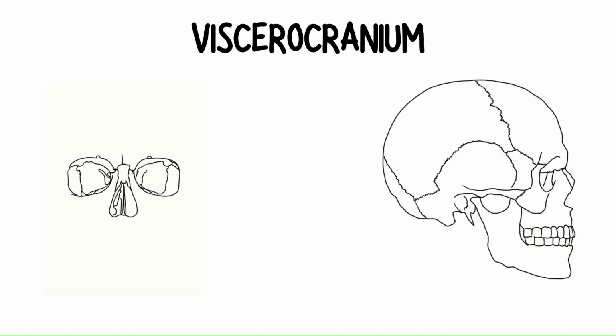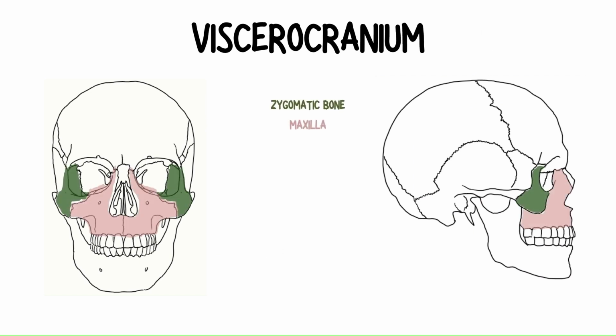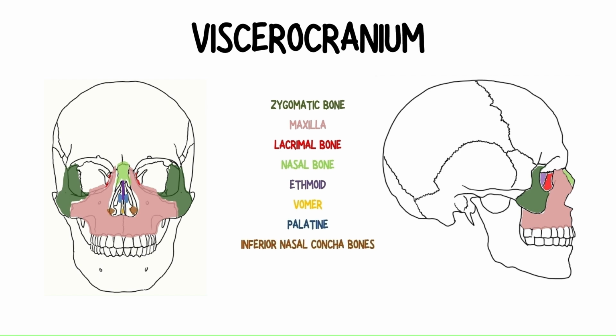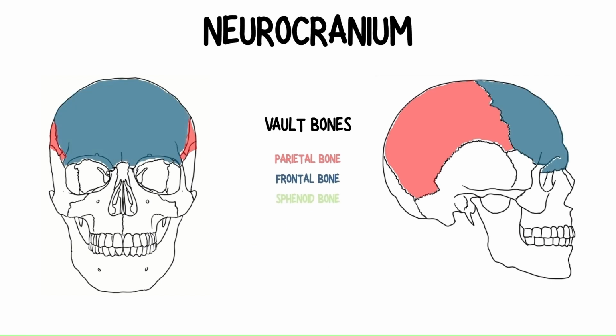The Viscerocranium is made up of the zygomatic bone, maxilla, lacrimal bone, nasal bone, ethmoid, vomer, palatine, inferior nasal conchus bones, and mandible. The Neurocranium is made up of the parietal bone, frontal bone, sphenoid bone, temporal bone, and occipital bone.